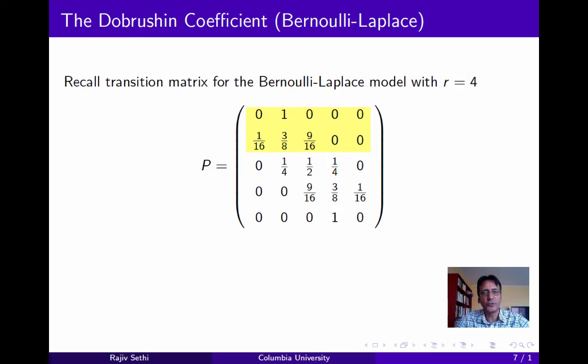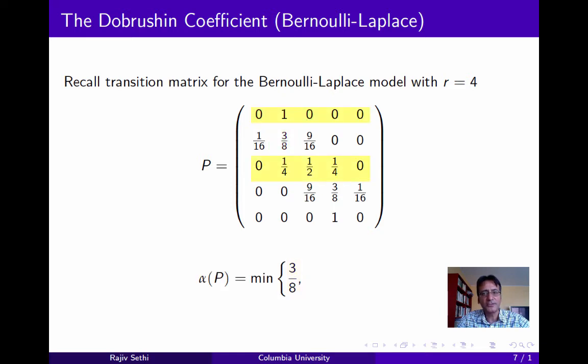Let's start with the first two rows. In the first column, the entries are 0 and 1/16. The smaller entry is 0, so we pick that. In the second column, the entries are 1 and 3/8. The smaller is 3/8, so we pick that. And in the remaining columns, the smaller entry for these two rows is always equal to 0. So the number we obtain for the first two rows is 3/8.